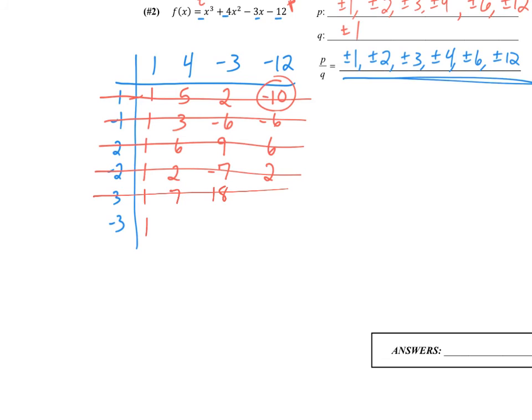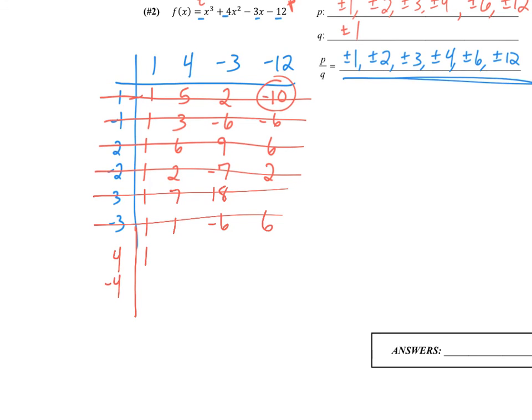Bring down the 1. -3 times 1 is -3. -3 plus 4 is 1. -3 times 1 is -3. -3 plus -3 is -6. And negative 3 times negative 6 is 18. 18 plus negative 12 is 6. So we still don't have a 0. So let's keep going. Let's add in the 4 and the negative 4.